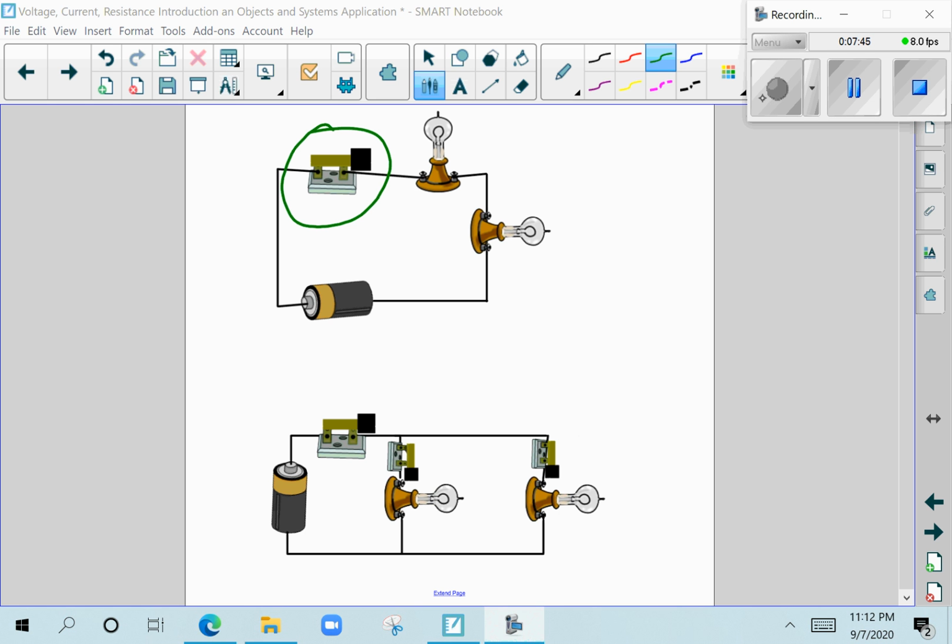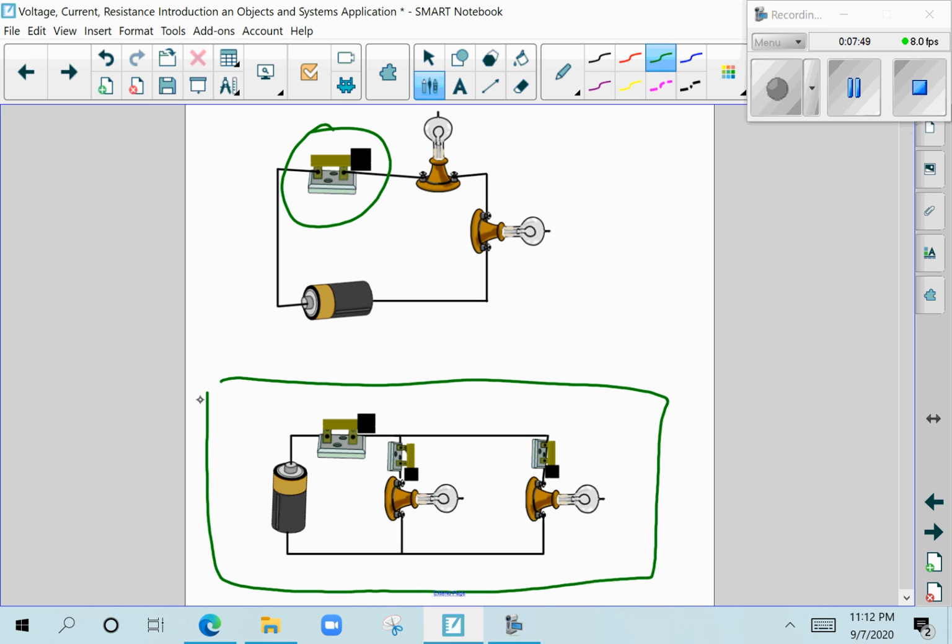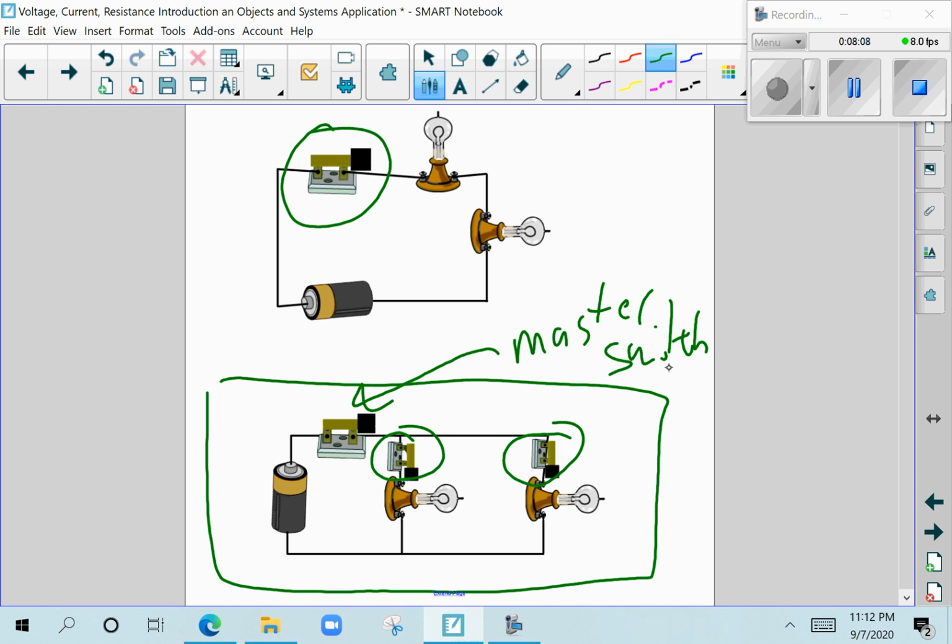In the parallel circuit, however, you need multiple switches to control everything. Each light bulb or device needs its own particular power switch, and a lot of times you'll have one master switch that controls everything. So this is often called a master switch, which will turn everything on or everything off.